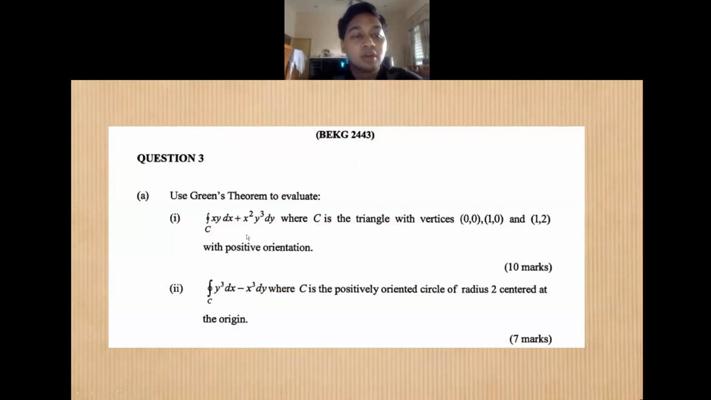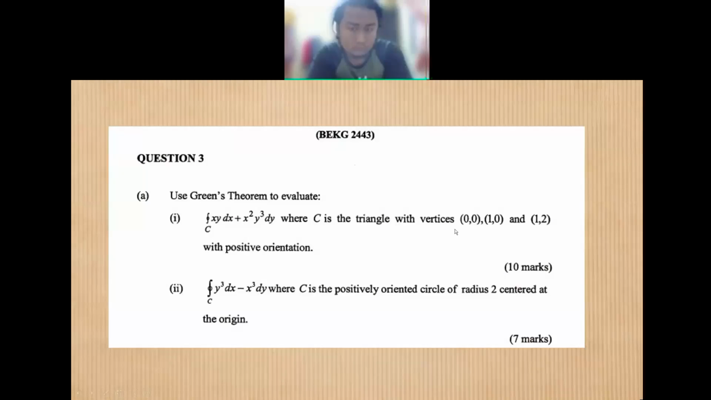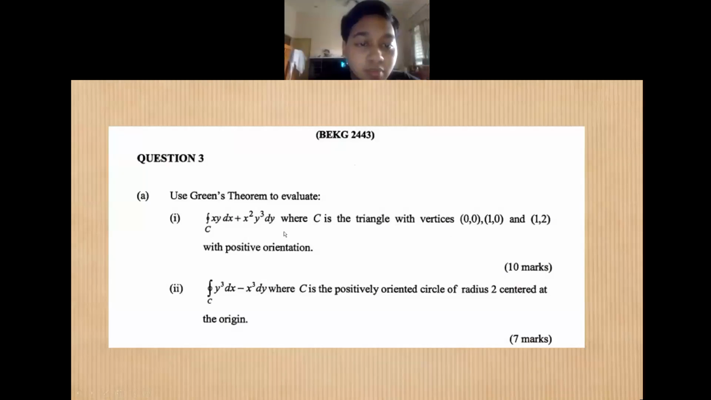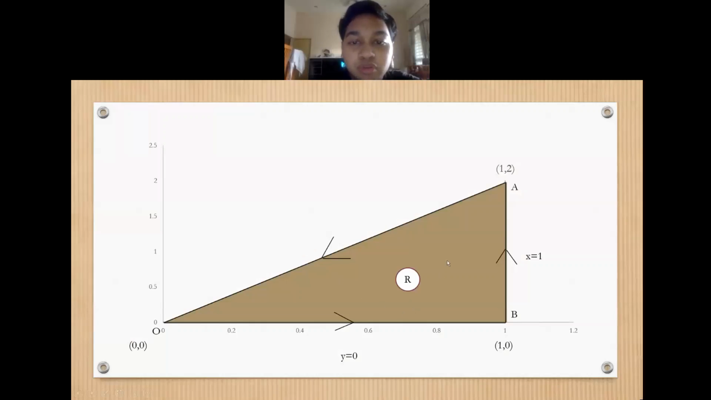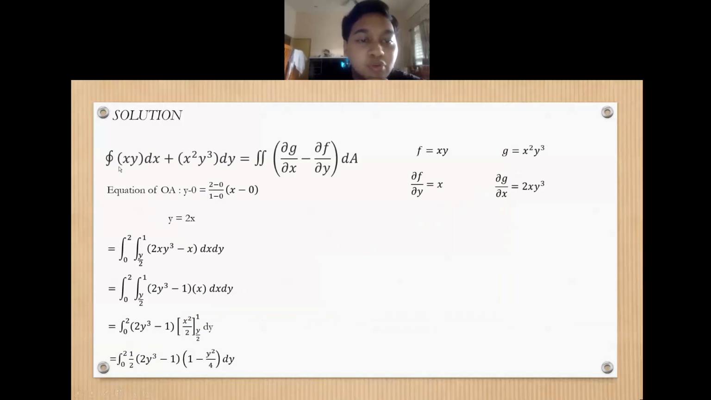Okay, now we move to the question. Use Green's theorem to evaluate this integral where C is the triangle with vertices (0,0), (1,0) and (1,2) with positive orientation. First of all, we do the graph. This is the graph with positive orientation. Next. Now we move to the solution. The integral of xy dx plus x squared y cubed dy equals the double integral. This is the general equation.